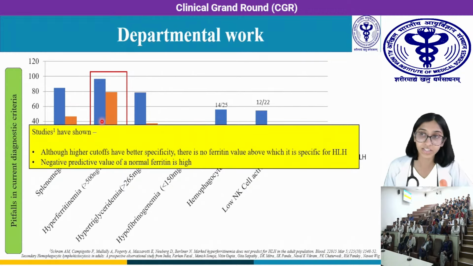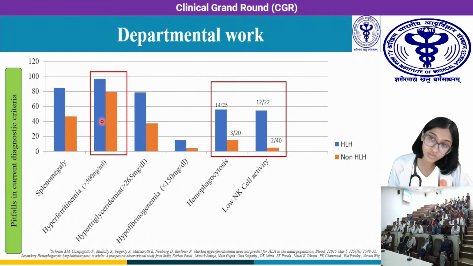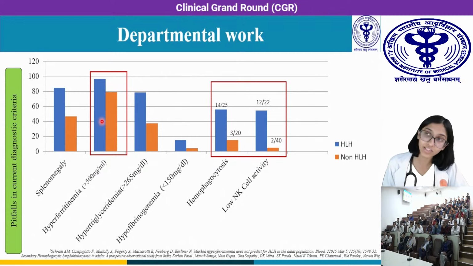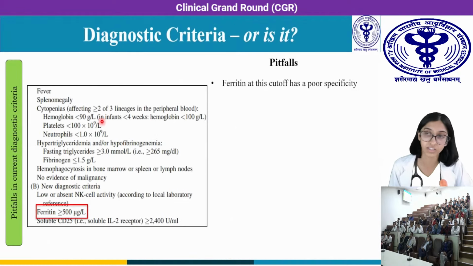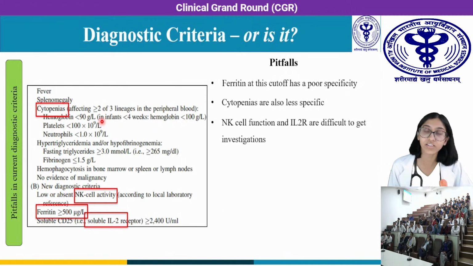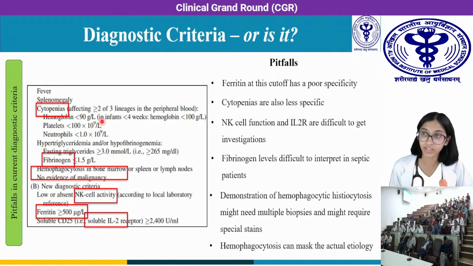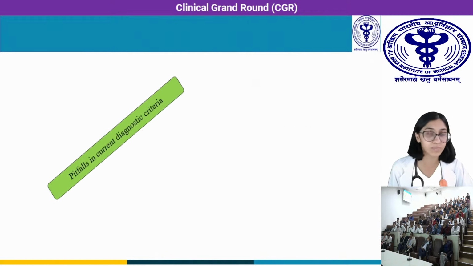And the negative predictive value of a normal ferritin is quite high. We can also see that hemophagocytosis and parameters like low NK cell activity, even though they are very good markers of HLH, we were not able to perform these tests in a majority of our patients due to logistical issues. So ferritin and cytopenias are less specific. NK cell function and interleukin 2 receptors are difficult to get. Fibrinogen levels are difficult to interpret, and demonstration of hemophagocytosis, as told earlier, is neither sensitive nor specific.